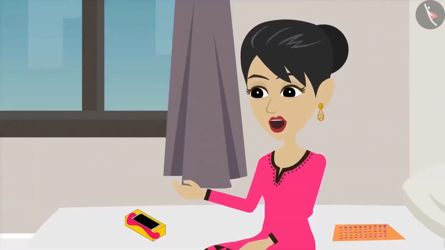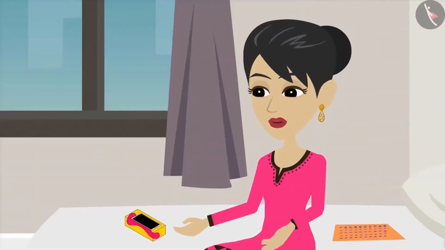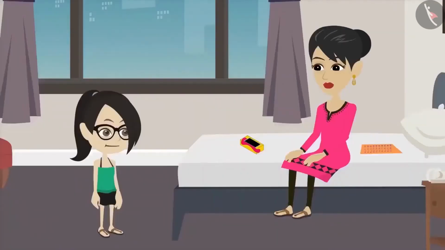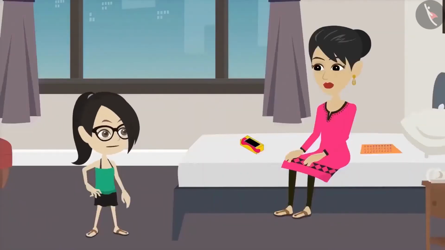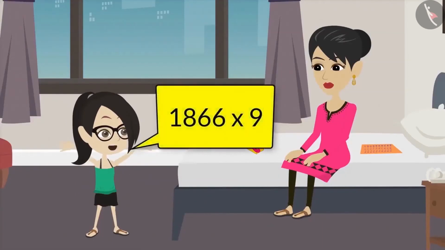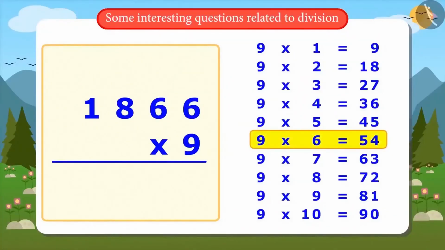Your answer seems correct, Vandana. Check it one more time and see it. Okay, Mummy. To check, I have to multiply 1,866 by 9. 9 sixes are 54, so 4 will be written here and 5 will be carried over. While multiplying, we will keep this digit at its designated space. And this digit is kept here. And this will be written like this.